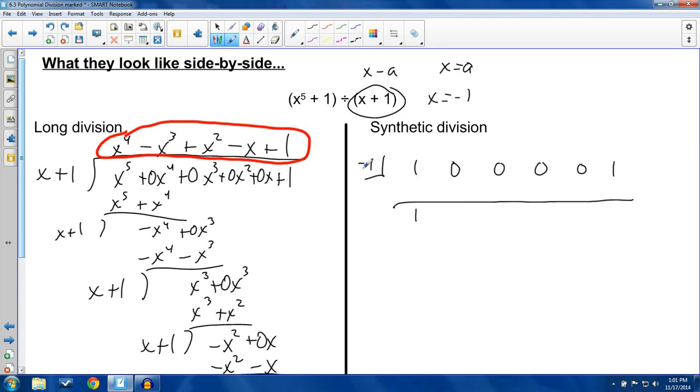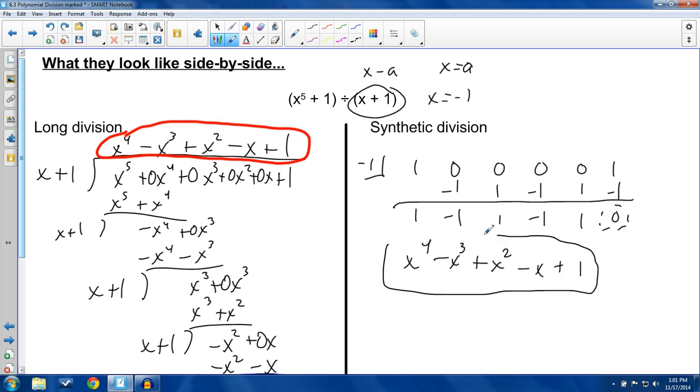Bring down the 1. Negative 1 times 1 is negative 1. Add again. Negative 1 times negative 1 is 1, and so on. That looks kind of weird. What are these? Remainder, constant, linear, quadratic, cubic, quartic. Your final answer there would be that.